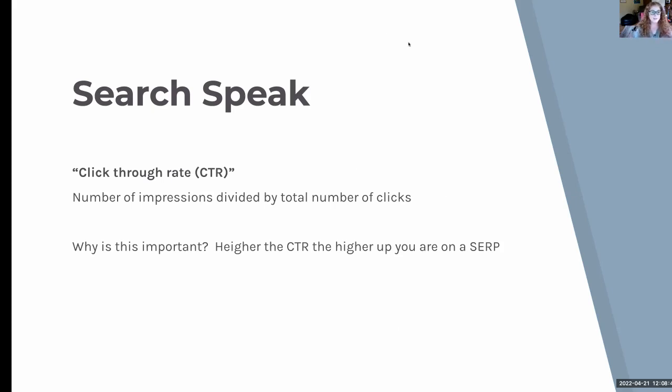Click-through rate is the number of impressions divided by the number of clicks. And the reason that we're going to be talking about this is because this makes a huge difference in where you show up on search engine results.